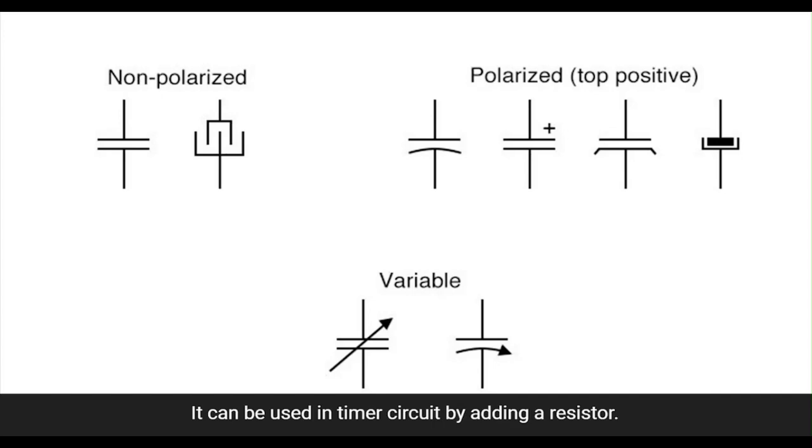It can be used in a timer circuit by adding a resistor. This is a variable capacitor, which is used to vary the capacitance by turning the knob. A type of variable capacitor is a trimmer capacitor, which is small in size. The notations are all the same.